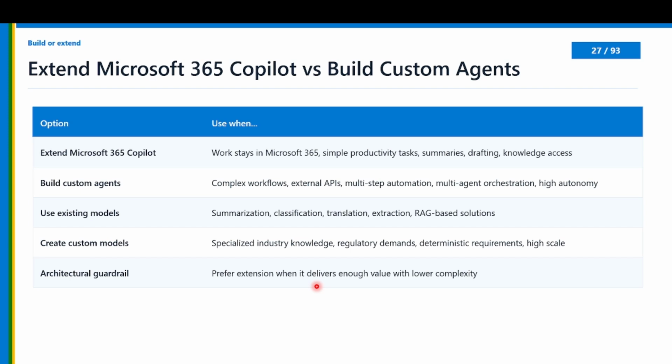So I believe this will help you to know when to extend Microsoft 365 Copilot, when you should create a custom model, when you should use an existing model and extend it with a company knowledge database or RAG database, and that you must always implement architectural guardrails and communicate this also to business stakeholders so that they will trust your solution.